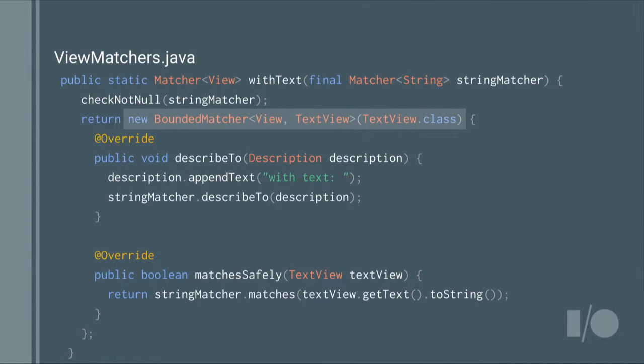And if you want to filter out, this is very similar, but if you want to filter out just certain types of views, just subclasses of certain views, use the bounded matcher. Again, you will not have to do the filtering. You will not have to do casting in matches safely. You will just get the views of the type that you care about.